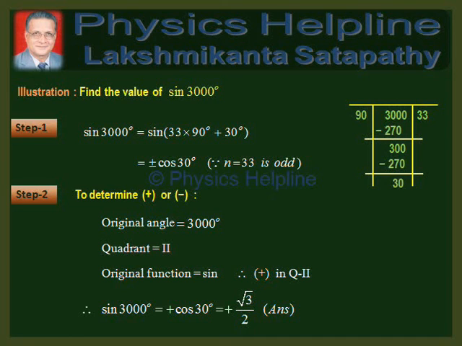In the second step, we determine whether it is positive or negative. We note that 33 pi by 2 comes at Y. Therefore, 3000 degrees lies in the second quadrant. Also, the given function is sine, which is positive in the second quadrant. Therefore, we get sine 3000 degrees is equal to plus cos 30, which is equal to plus root 3 by 2, which is the same as the answer obtained in the previous method. This completes the theory of the periodicity of trigonometric ratios.